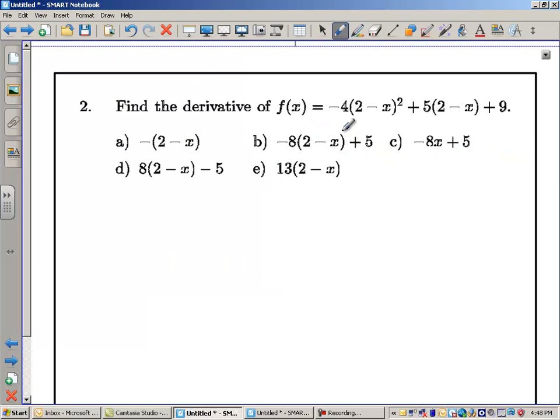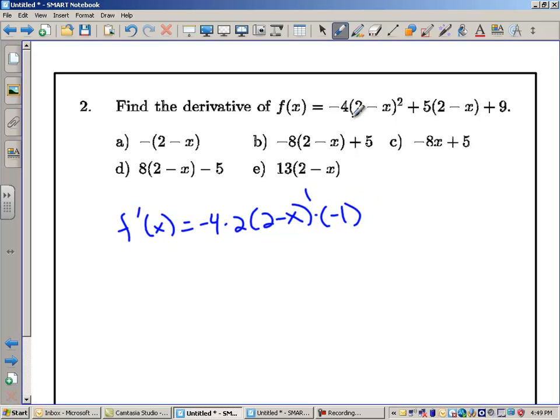Take a look at another example. Here I've got 2 minus x inside of a squared, so we're going to take the derivative of that. So f prime is going to equal negative 4 times 2 times (2 - x) to the first power, and then we multiply that times the derivative of the inside function, which is the derivative of 2 - x, which is negative 1. Then the derivative of this is going to be 5 times negative 1. It's just 5 times the derivative of the inside function, and of course the derivative of 9 is 0.